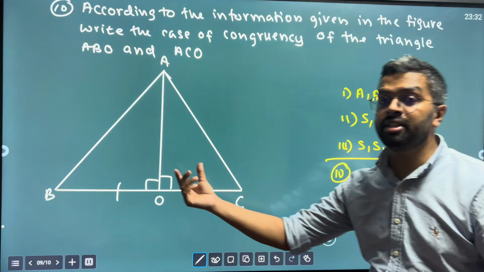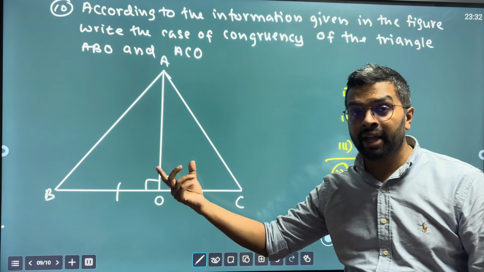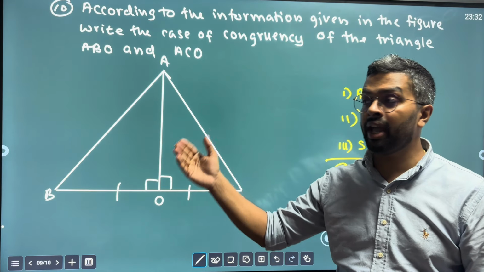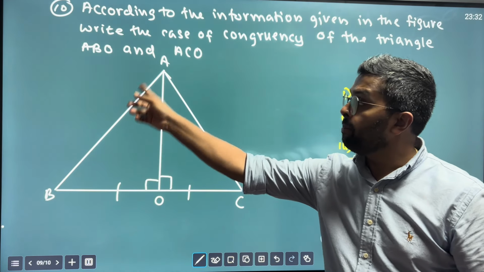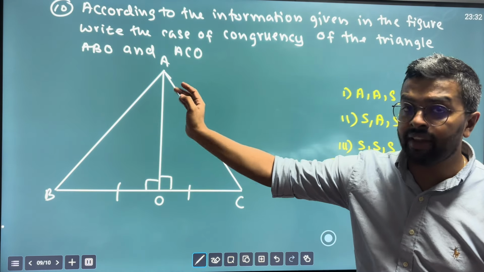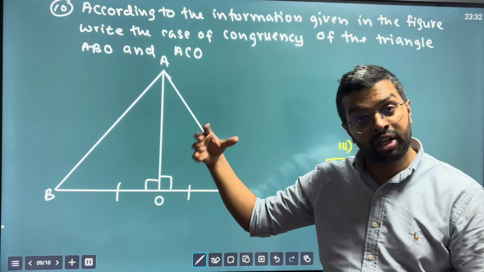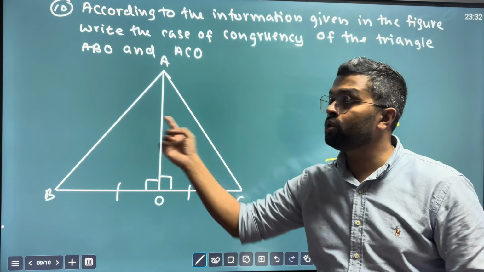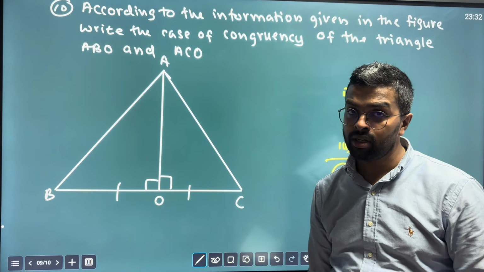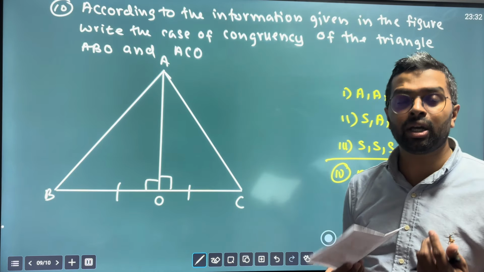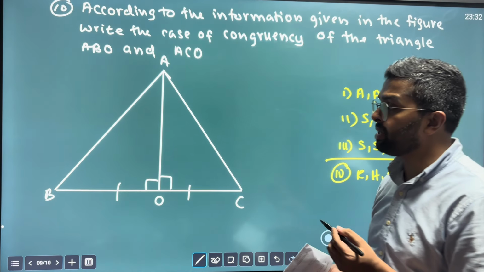Most of the time, since these two are right angle triangles, we feel like they are congruent under right angle hypotenuse side. But in this case, we have not been given enough information saying these two hypotenuses are equal to one another. So we cannot consider these two triangles congruent under the case right angle hypotenuse side.